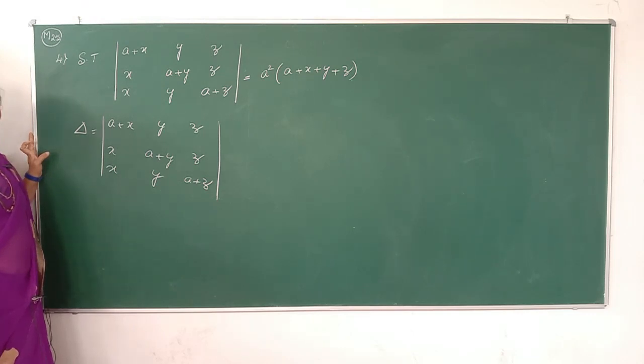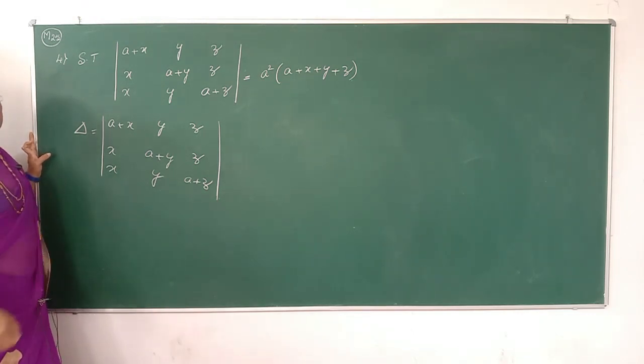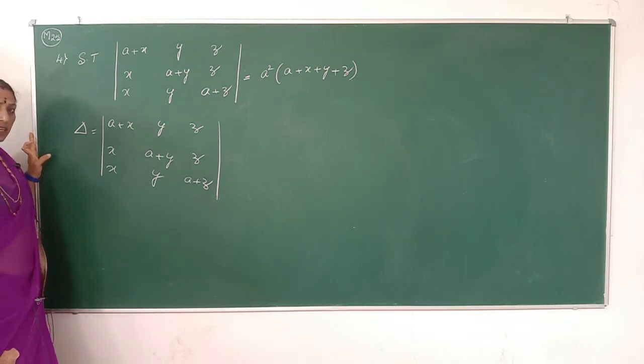gives a result. If possible, we get one of them as either 0, or in the form of identical rows or columns, or in the form of multiples, meaning a common factor.